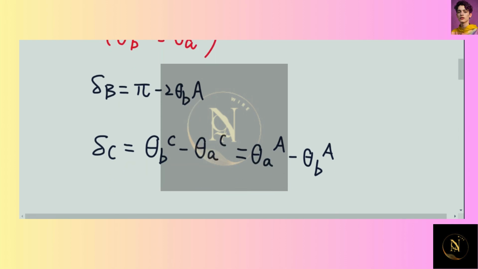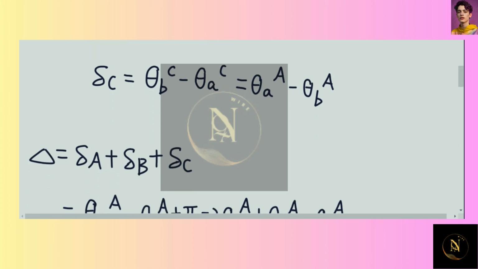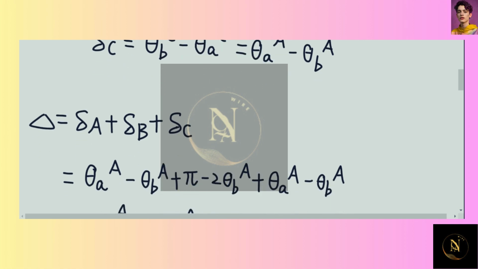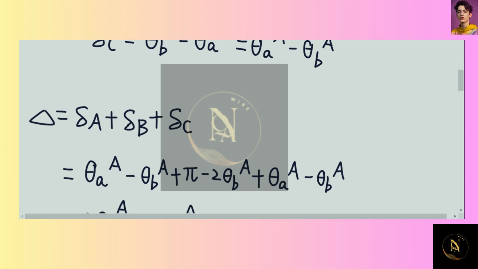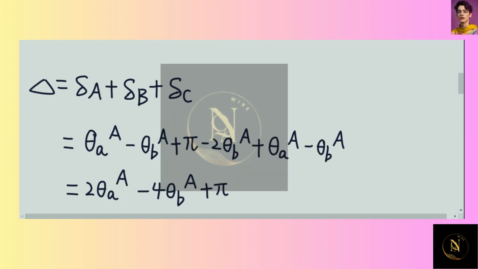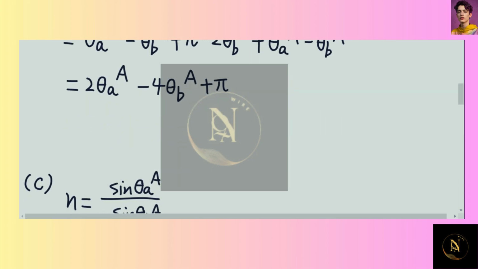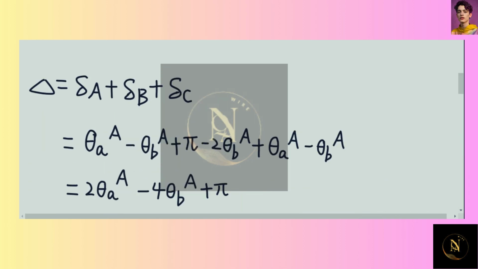And we also know that the angular deflection at point C is theta BC minus theta AC, which is equal to theta AA minus theta BA. So therefore, we have the total angular deflection, which is delta here, is equal to theta AA minus theta BA plus pi, and then minus 2 theta BA plus theta AA minus theta BA. This will give us delta is equal to 2 theta AA minus 4 theta BA plus pi.